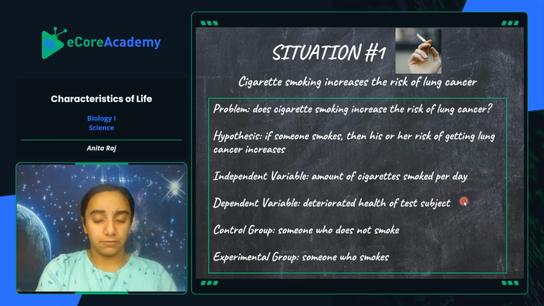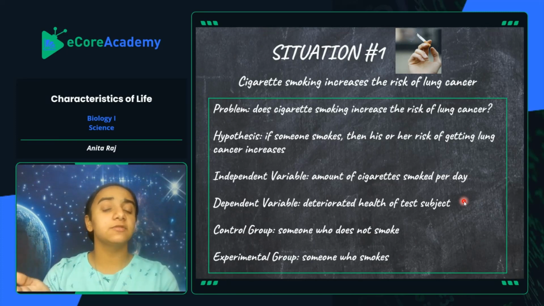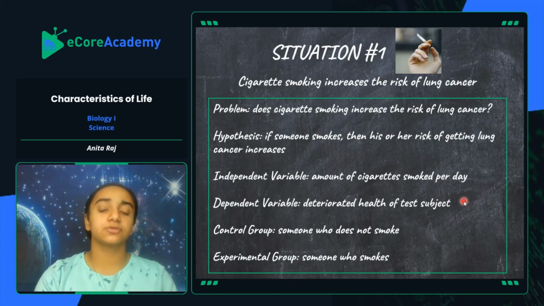And in this case, I wrote someone who does not smoke. So you're going to have those 10 individuals in Group B be individuals who are not going to touch any cigarettes. And the reason we have those individuals is because we have the experimental group. The experimental group, which is group A with those 10 individuals, are going to be the individuals who do smoke.